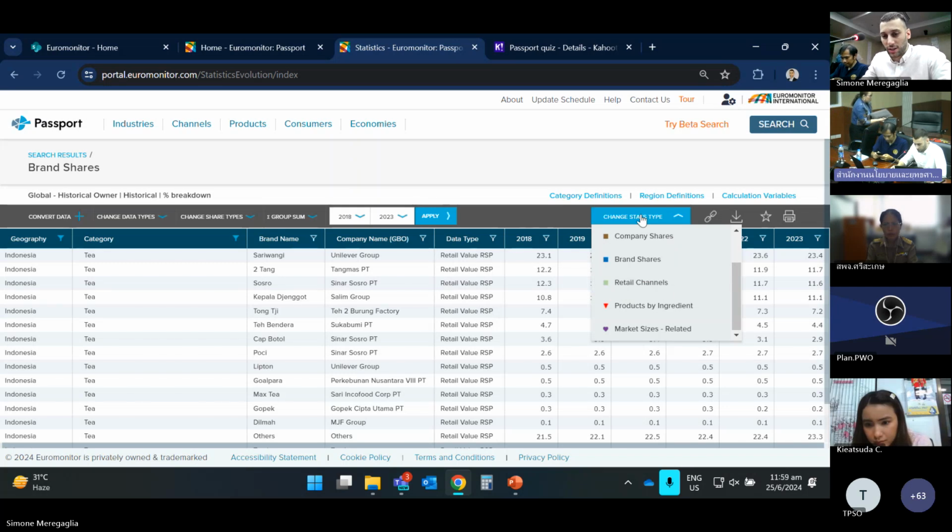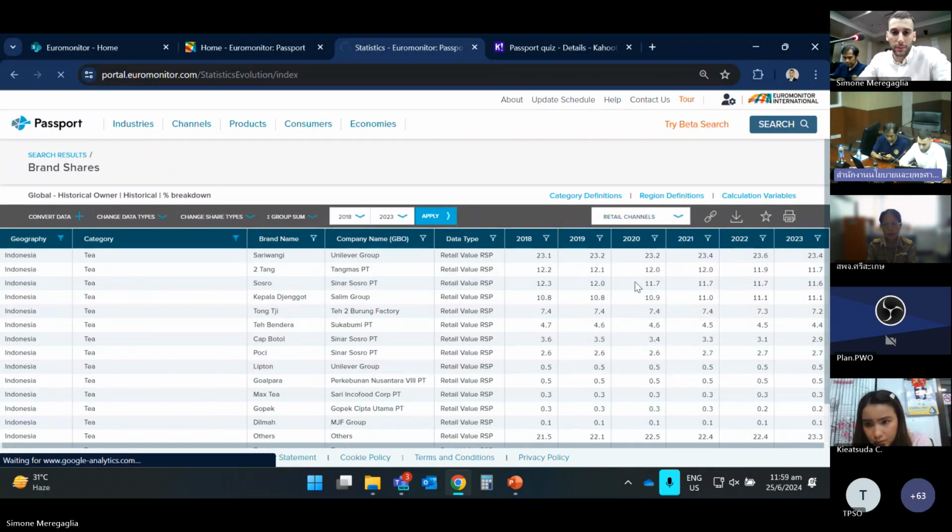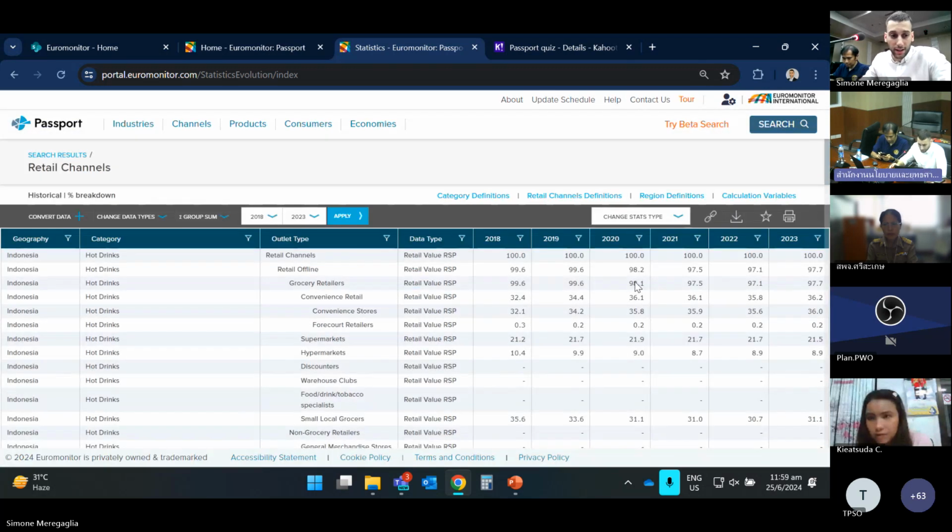So I click on change stats type. I click on retail channels, and it will bring me here to retail channels. Again, I want to look at hot drinks, where they sell. In this case, I still select only Indonesia, so I don't have too long a list. And hot drinks are being sold offline for 97.7%. So basically online, there's very little hot drinks being sold.